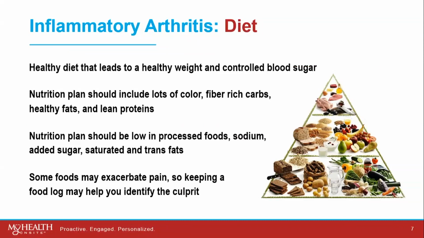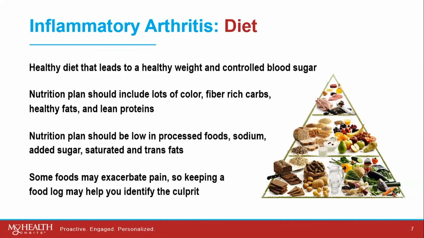So having high glucose levels we know makes cartilage stiffer and more likely to break down over time. Having diabetes causes inflammation in general, which also weakens cartilage. So it's imperative to really make sure that your lifestyle choices, what you eat and drink, and how you move your body are helping you work towards achieving that healthy weight and controlling your blood sugar.